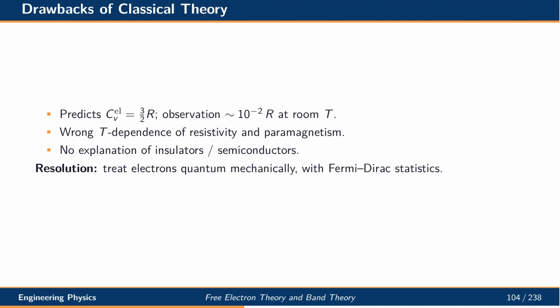The Drude model has several drawbacks. It predicts a large electronic contribution to specific heat that is not observed experimentally. It gives the wrong temperature dependence of resistivity and paramagnetism. It also fails to explain why some solids are insulators and others semiconductors. The resolution requires treating electrons quantum mechanically using Fermi-Dirac statistics. This more refined picture leads naturally to the Sommerfeld model.